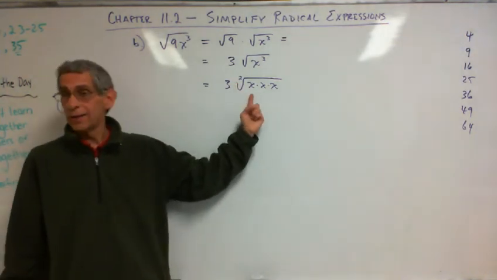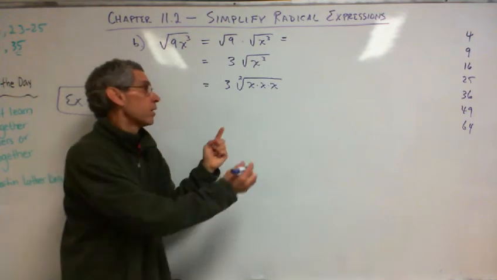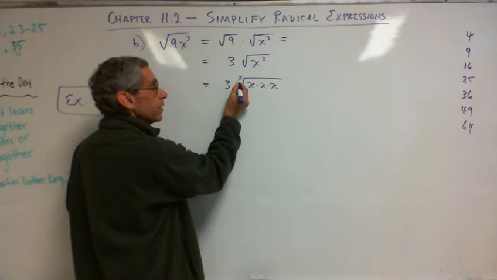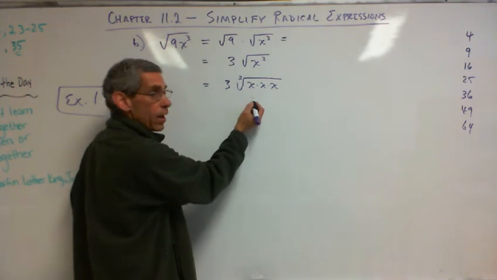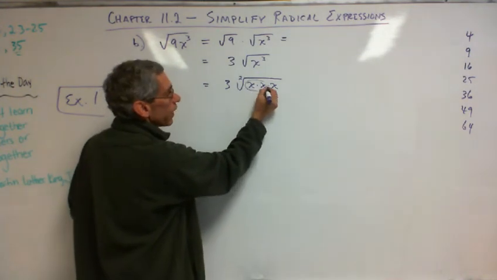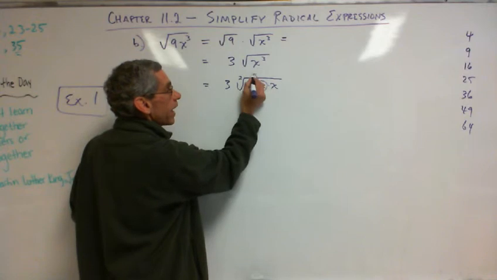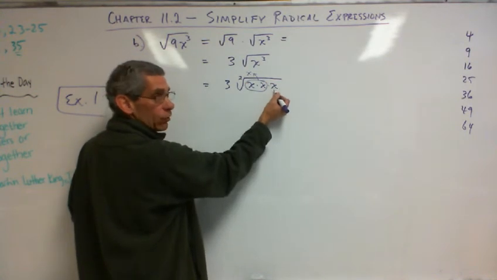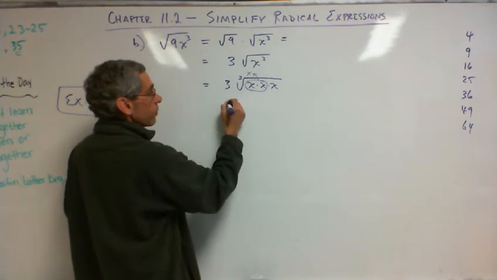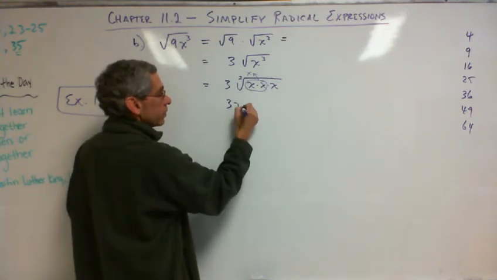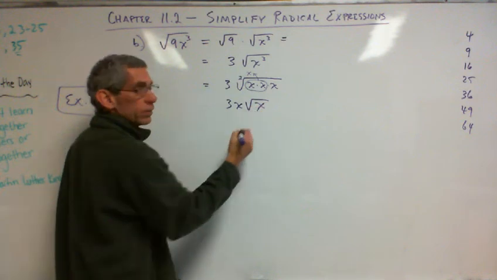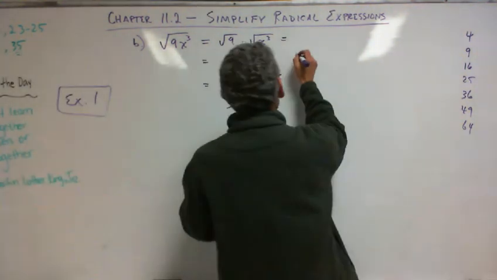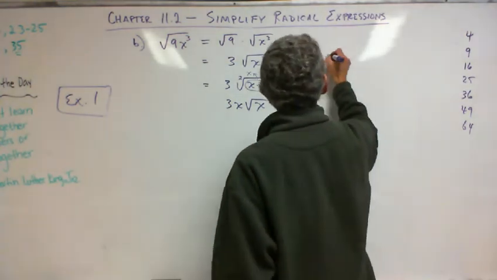If it was a cube root, my answer would be x, right? Because I could take all 3 of these and they would come out as 1 x. But this says I need 2 x's to come out. So look, I'm going to circle 2 of my x's. They can come outside as just 1 x. And what's left over stays under there. So I'm going to have 3x times the square root of x. Okay? So that's one way to think of it. Another way to think of it is like this.